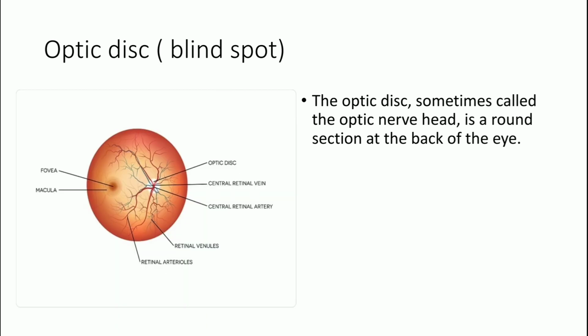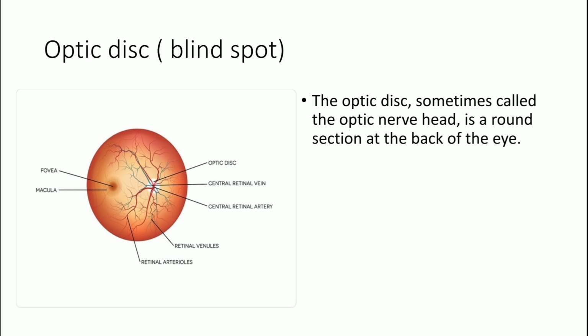Optic disc, blind spot. The optic disc is the part of the eye where the retina and optic nerve meet. It's located at the back of the eye and is also known as the optic nerve head. Structure: the optic disc is circular or oval and is paler than the rest of the retina. It has a central depression called the optic cup, which can vary in shape. The optic disc doesn't have photoreceptors, so it creates a blind spot in the eye's visual field.